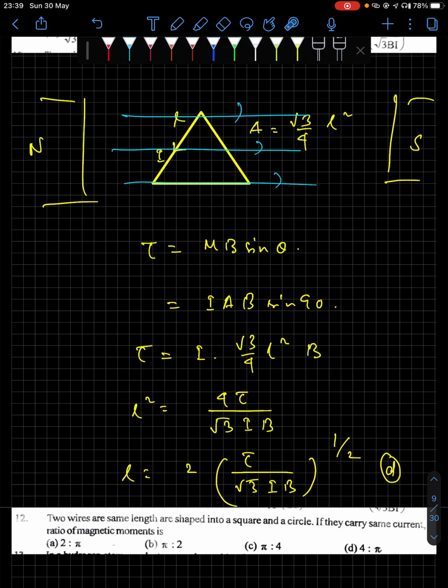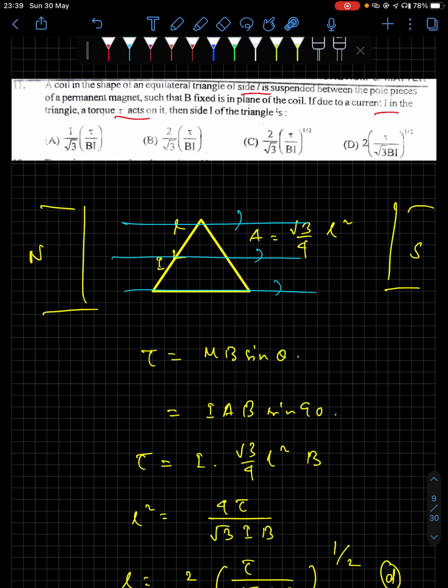Remaining things should not be difficult. Now, since this is the arrangement, it is suspended between the pole pieces of a permanent magnet such that B is fixed in the plane of the coil. Now if, due to a current I in the triangle, the torque acting is tau, then you have to find out the side L. This should be L, the side L of the triangle.